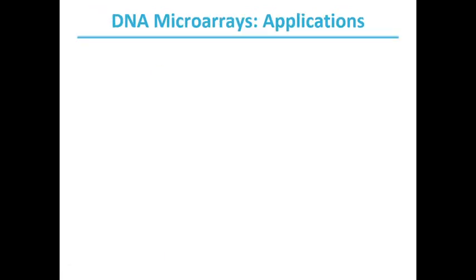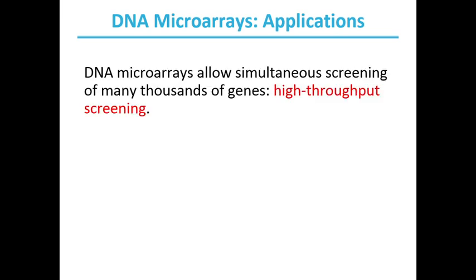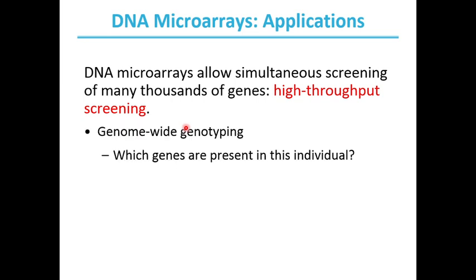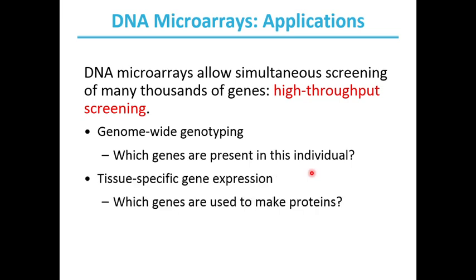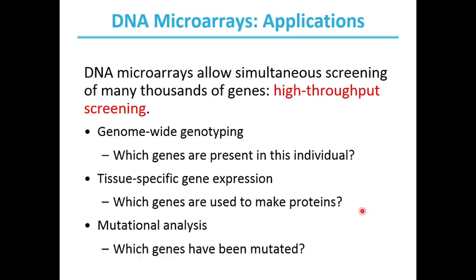DNA microarrays have many applications. DNA microarray allows simultaneous screening of many thousands of genes. This is called high-throughput screening. What are the applications? First, genome-wide genotyping. This means which genes are present in this individual. To understand that, DNA microarray can be used. Tissue-specific gene expression: which genes are used to make proteins? Mutational analysis: which genes have been mutated? All these are applications of DNA microarray.